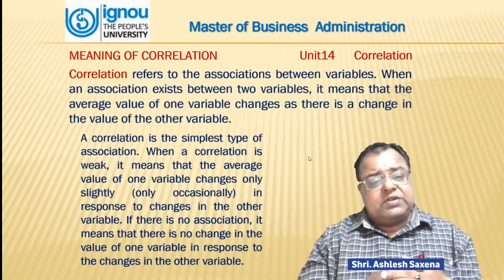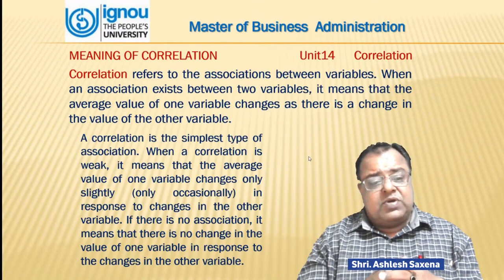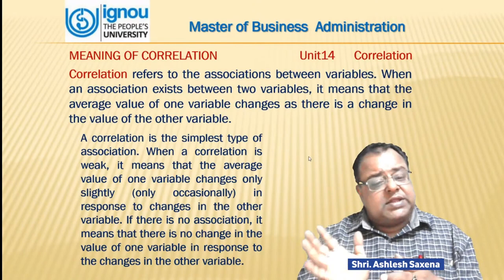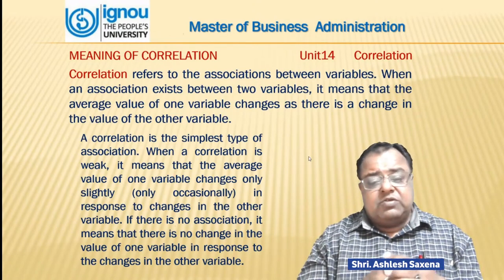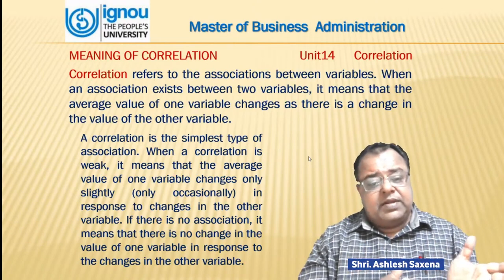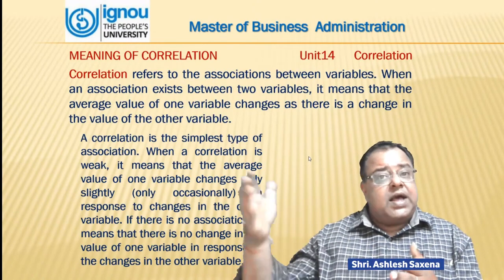When a correlation is weak, it means that the average value of one variable changes only slightly, that is, occasionally, in response to the change in the other variable. If there is no association, it means that there is no change in the value of one variable in response to the change in the other variable.